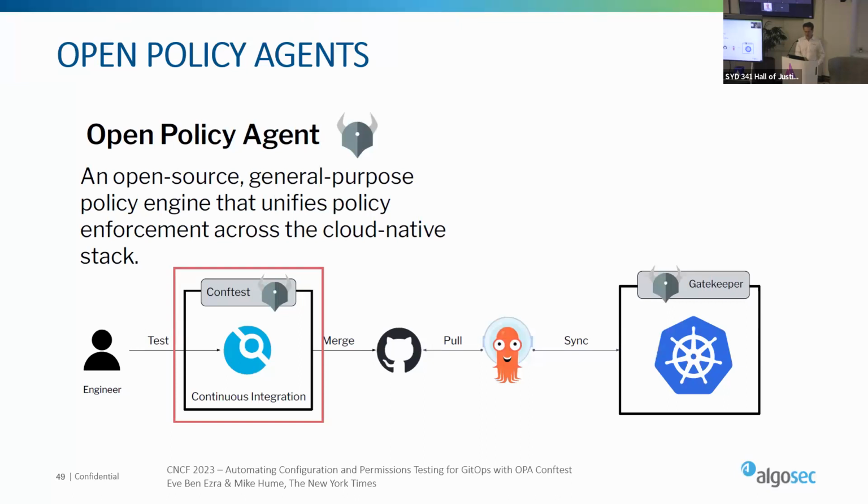So as I mentioned, your engineer develops the test file, and Conftest validates the file. If it passes, it goes to merge, and then the autonomous agent pulls it, and then Gatekeeper validates that the policy is enforced. So if, for example, you push something that now disallows a certain port inside the cluster, Gatekeeper will make sure that port is no longer allowed to be used. That's pretty much what it is.